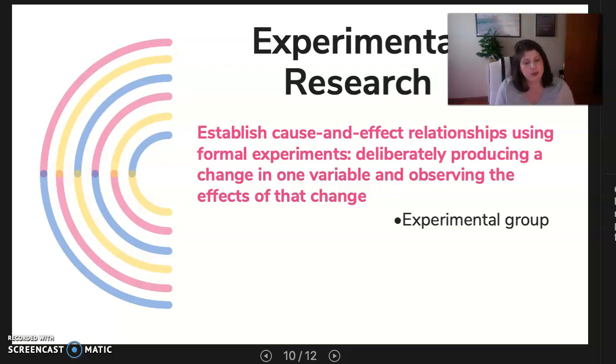So when you're doing experimental research, there's an experimental group and a control group. The experimental group is the group that receives the variable. There's a couple studies that I've looked at that were trying to measure whether college students did better on a test when they pet a dog before they took their test.